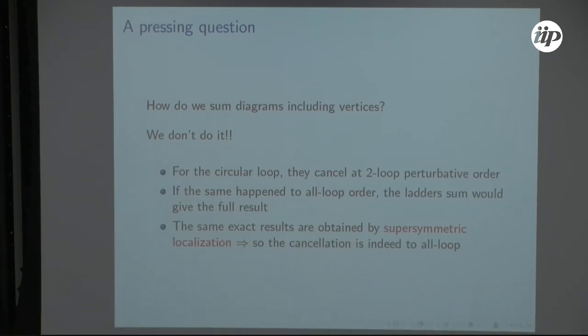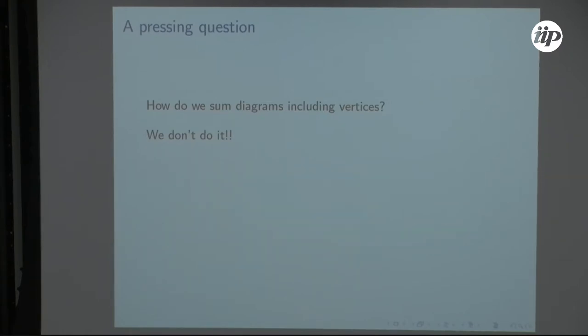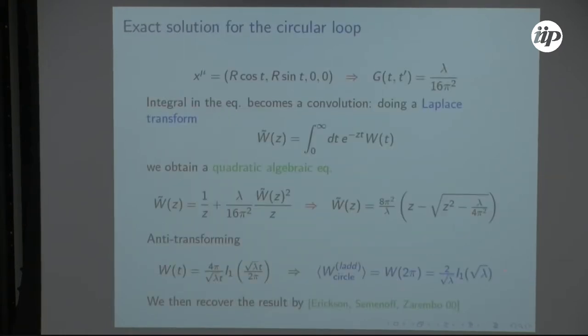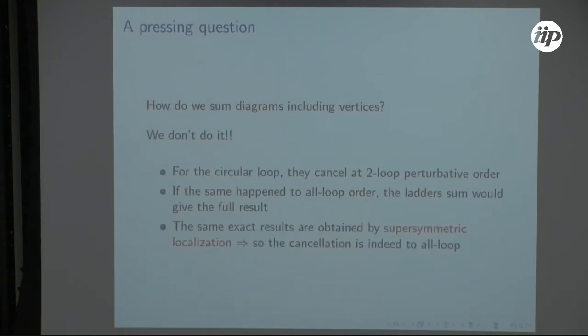So what? Well, they conjectured that maybe this cancellation holds to all loop order. But this is still not satisfactory because it's just a conjecture. But then there is another way of doing this computation, computing the expectation value of the circular Wilson loop, which is using supersymmetric localization. Then you do not assume anything, and you find that this Bessel function is the exact answer. So this is confirming that the cancellation is a non-perturbative effect.